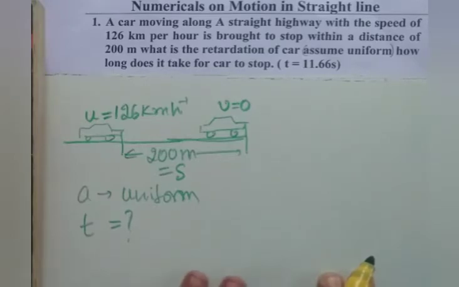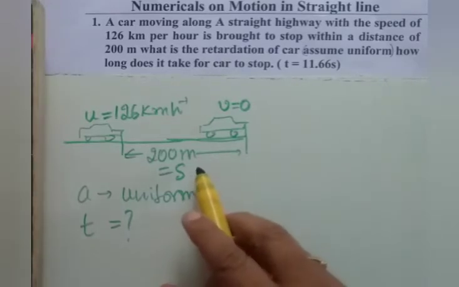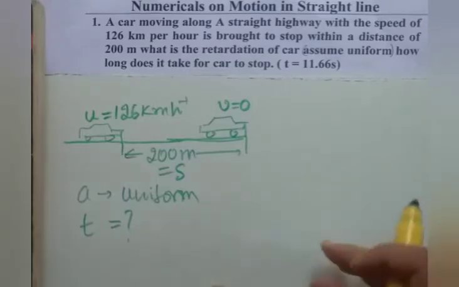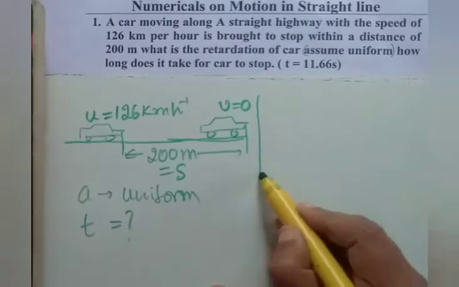T equals question mark. Now it is time for us to analyze. But before analyzing, we just check the system of units. S is in meter, but U is 126 kilometer per hour. You are supposed to convert that into meter per second, because one unit in meter and another in kilometer is not correct. For that, how do we convert? Just observe. I write the conversion here.